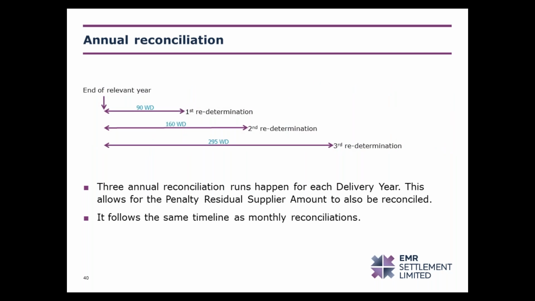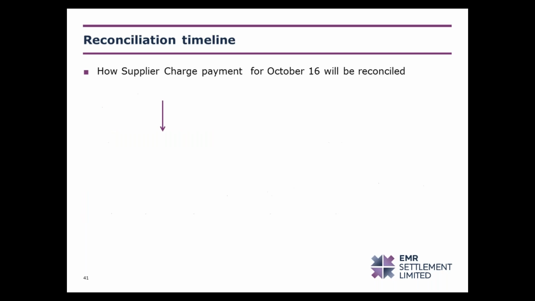The 90, the 160, and the 295. But the difference here is it's the end of the relevant year. So whereas before we were looking at October, the end of October, 90 working days later, this is the end of the whole delivery year when we start counting 90 working days.